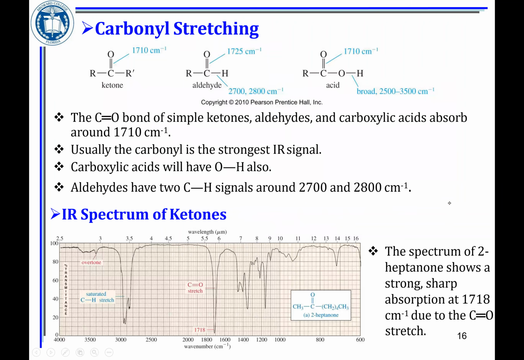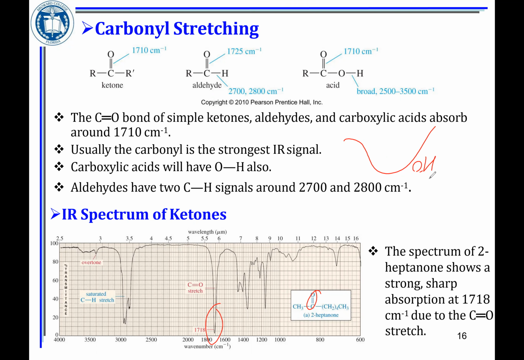For ketones and aldehydes, for ketone, CO double bond, around 1700, 1715, you have a strong peak because it's a very polar bond. The more polar the bond is, the sharper and stronger it's going to be. If you see a broad peak like that for OH, it is because of the hydrogen bonding. Hydrogen bonding makes the peak in the IR spectrum broad.